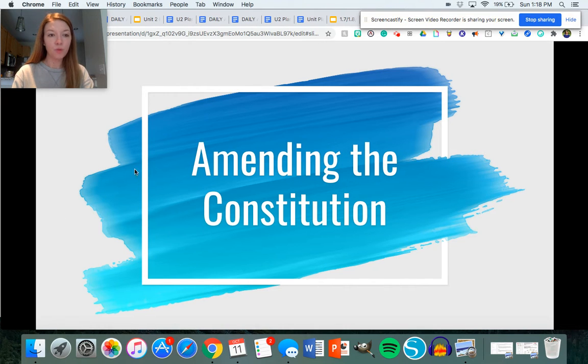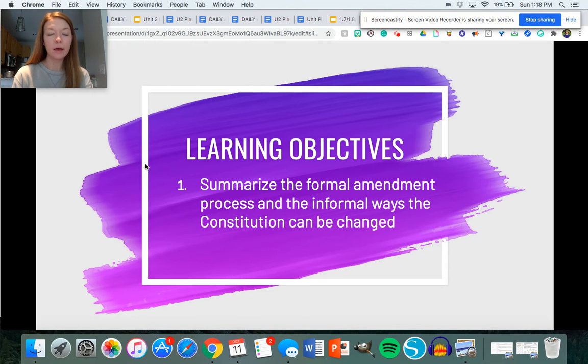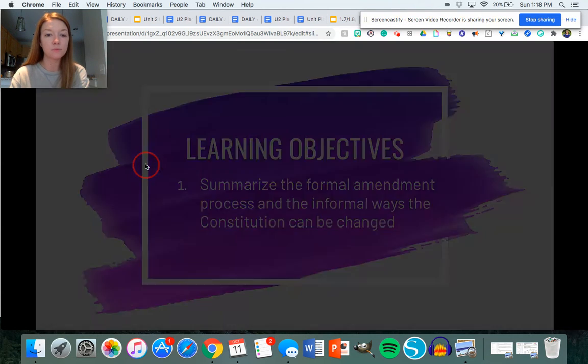So when we think about our objectives for today, I want you guys to think about how you can summarize the formal amendment process and the informal ways the Constitution can be changed. So we're going to talk about those methods throughout these notes.